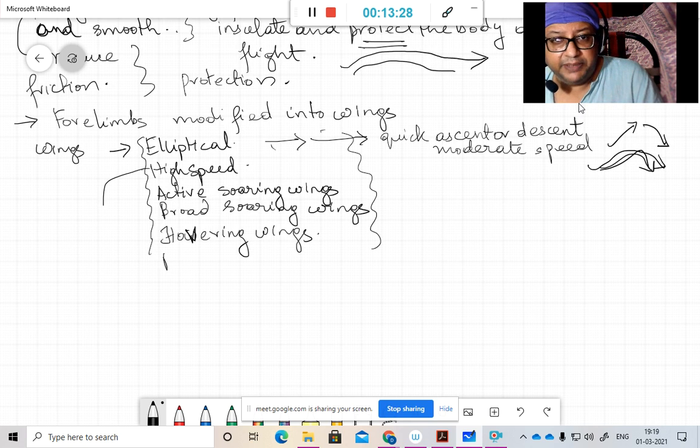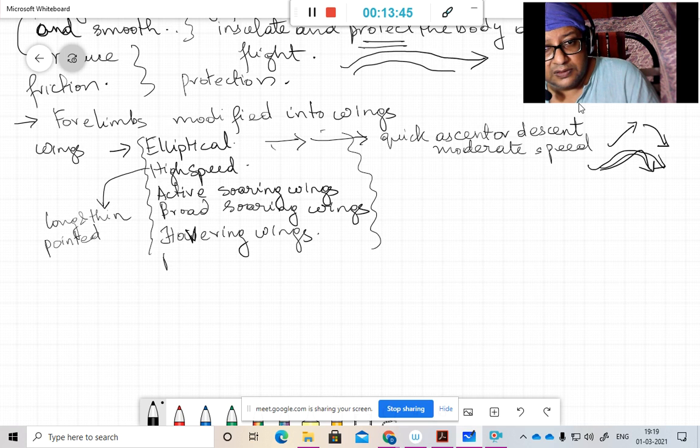Then you have the high speed wings. These types of wings are long and thin, with pointed tips. For example, in falcons you can see this. Falcons, some types of ducks, they need to fly very fast.